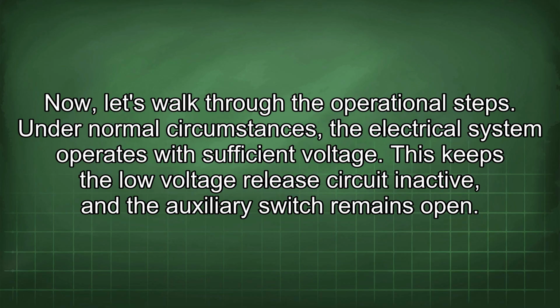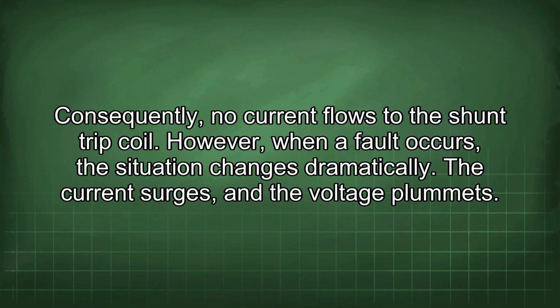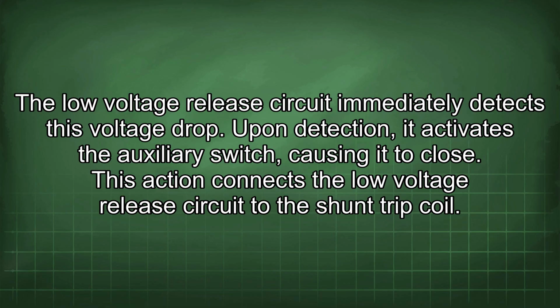Under normal circumstances, the electrical system operates with sufficient voltage. This keeps the low voltage release circuit inactive, and the auxiliary switch remains open. Consequently, no current flows to the shunt trip coil. However, when a fault occurs, the situation changes dramatically. The current surges and the voltage plummets. The low voltage release circuit immediately detects this voltage drop.